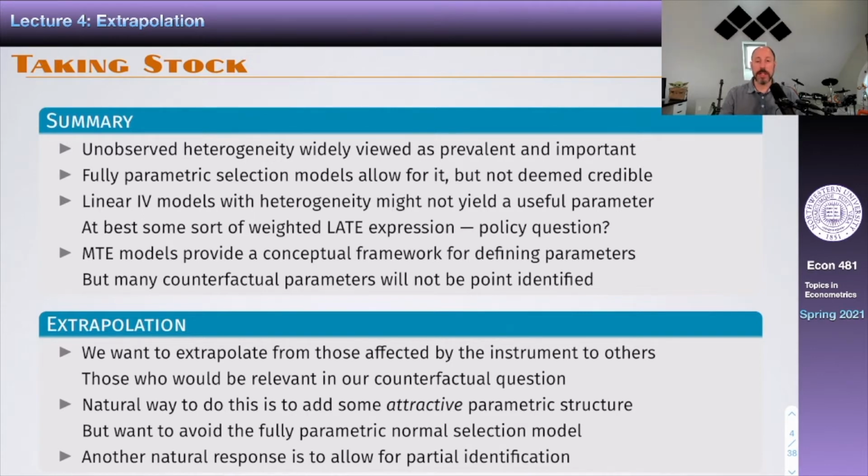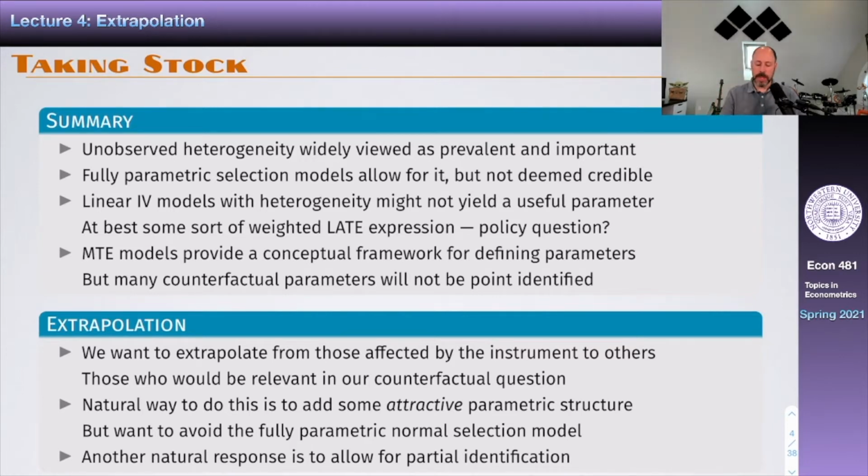There are also the linear IV models with heterogeneity, which is the stuff that led to the LATE. But we know that in general, when we start having covariates and perhaps multiple values of the instruments and so on, at best it gives us some sort of weighted average of LATEs of some form, and it is unclear sometimes what type of policy question parameters like that would be answering.